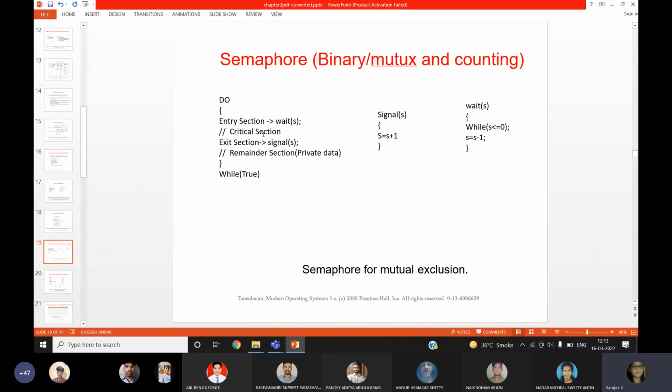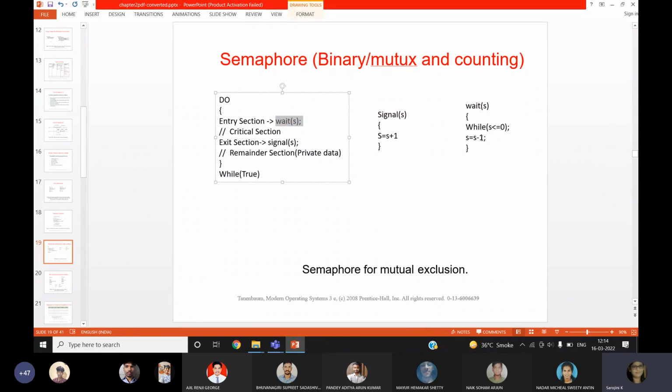Okay. Another person comes. For him also, he has to execute this, isn't it? Now S value is 9. Is 9 less than or equal to 0? Yes, it is false. 9 less than or equal to 0, condition false. If the condition is false, it will come inside, S equal to S minus 1, which means what?